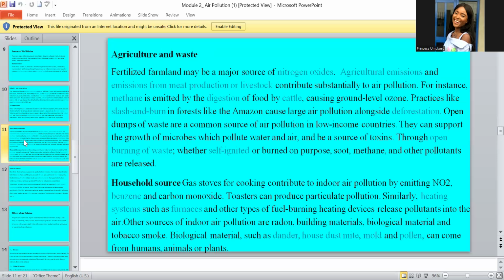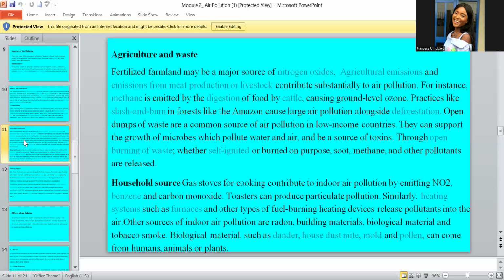We also have agricultural waste. Fertilized farmland may be a source of nitrogen oxide. Agricultural emissions and emissions from meat production or livestock contribute substantially to air pollution. For instance, methane is emitted by the digestion of food by cattle, causing ground level ozone. Practices like slash and burn in forests like the Amazon cause large air pollution alongside deforestation.